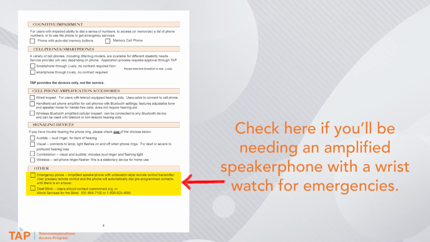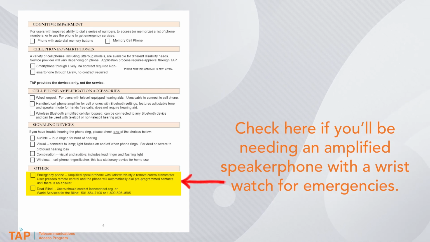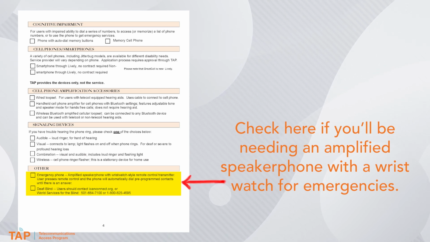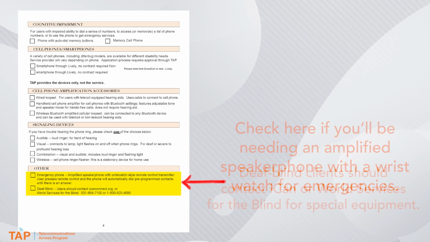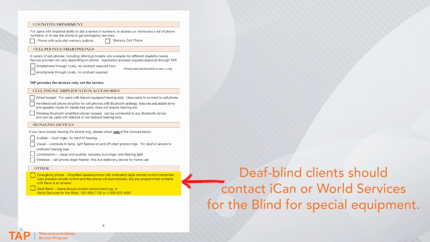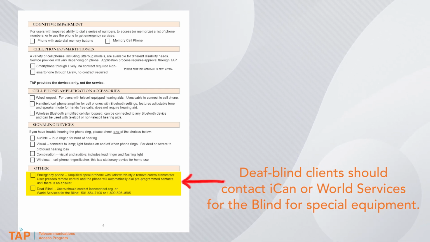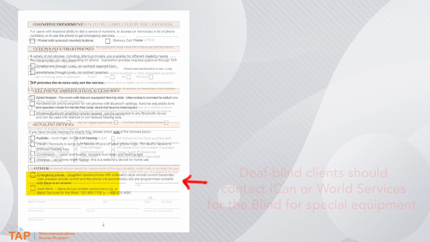We also provide an emergency phone. This landline phone comes with a remote-controlled transmitter that is worn like a wristwatch. If there is an emergency and the user cannot reach the phone, they press the button on their wrist and the phone will automatically dial pre-programmed phone contacts, such as neighbors or family members, until there is an answer. If the client is deaf-blind, we suggest contacting www.icanconnect.org or World Services for the Blind for specialized equipment.